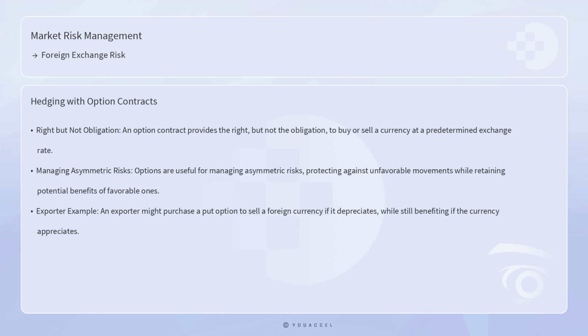Another hedging instrument is the option contract, which provides the right, but not the obligation, to buy or sell a currency at a predetermined exchange rate on or before a specified date. Options are particularly useful for managing asymmetric risks, where a company wants to protect against unfavorable movements without foregoing the potential benefits of favorable ones. For instance, an exporter might purchase a put option to sell a foreign currency if it depreciates, while still retaining the ability to benefit if the currency appreciates.